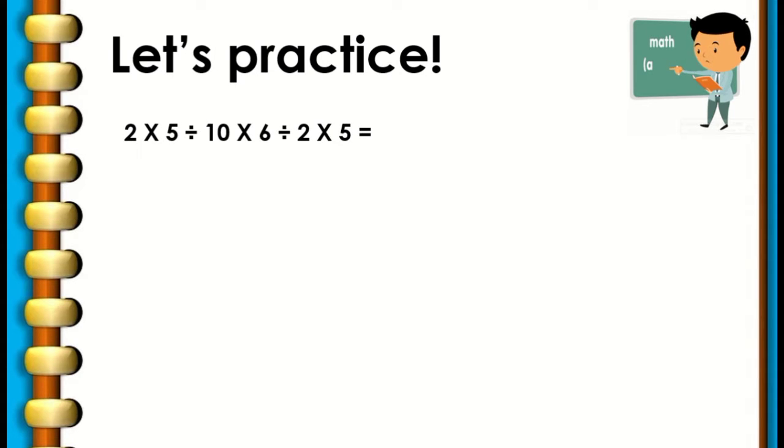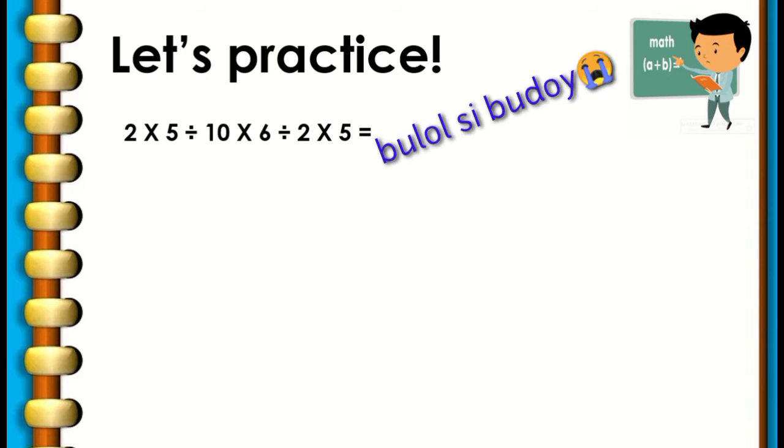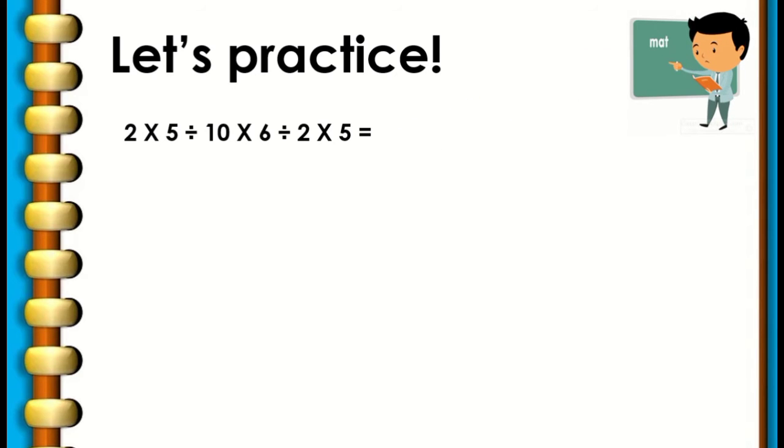Okay, the first equation we have is 2 times 5 divided by 10 times 6 divided by 2 times 5. How will you carry out or perform the operations? Ang operations na involved natin dito is the multiplication and division. Pag nakita nyo sa ating equation na multiplication and division, ang rule natin dito is tinatawag nating left to right method. Okay, let's see kung paano to.